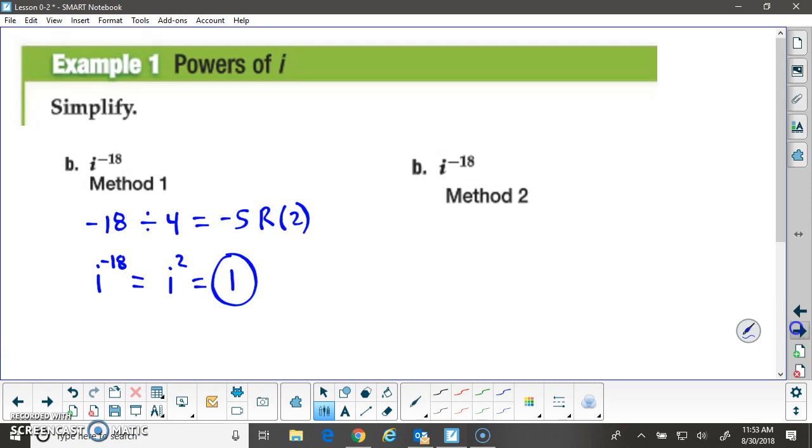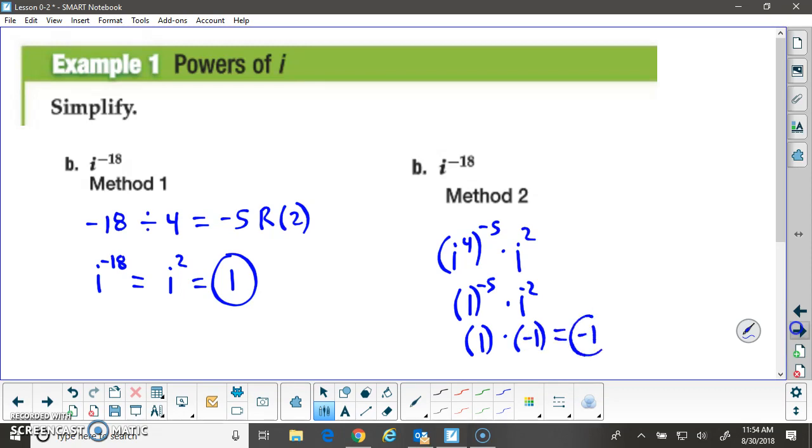Similarly, using a different method, we could rewrite this as i to the fourth to the negative fifth times i to the second, because 4 times negative 5 is negative 20. This becomes 1 to the negative 5 times i to the second. So this becomes 1 times negative 1, which gives us negative 1.